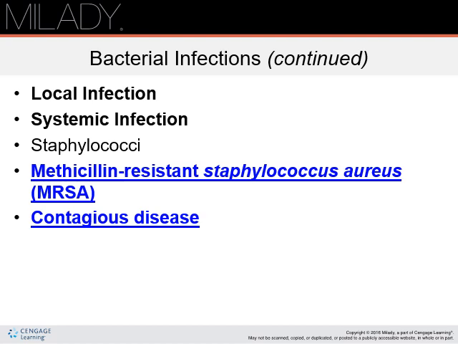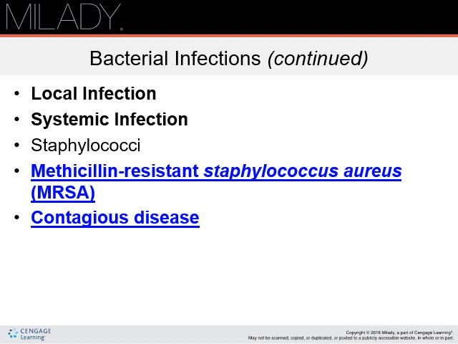Systemic infections affect a larger portion of the body. The infection is distributed throughout the body. It is widespread and is not localized. Staphylococci is the most common human bacteria. They can be picked up on doorknobs, countertops, handshaking, or contaminated implements.